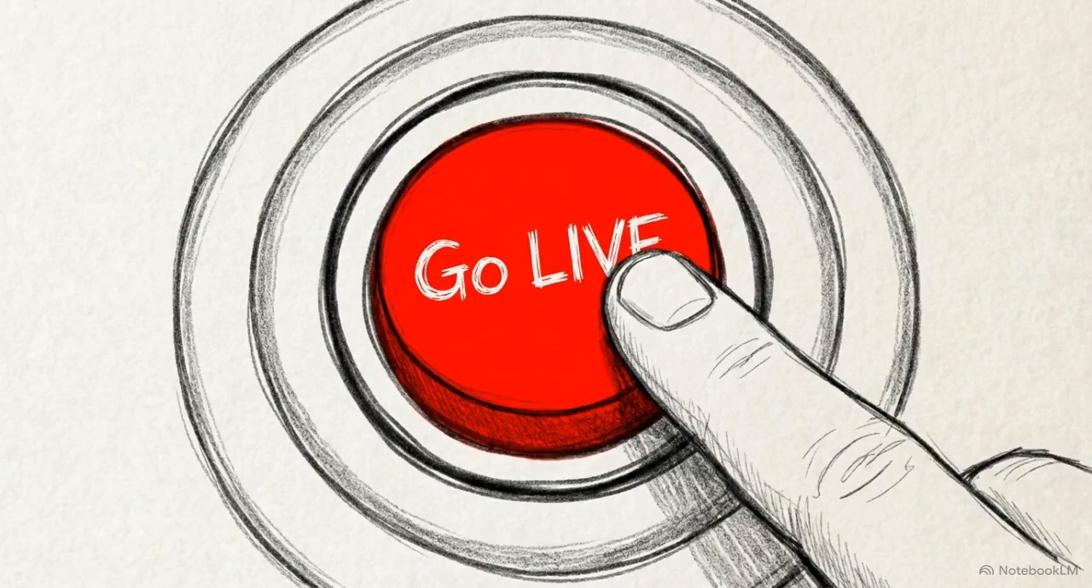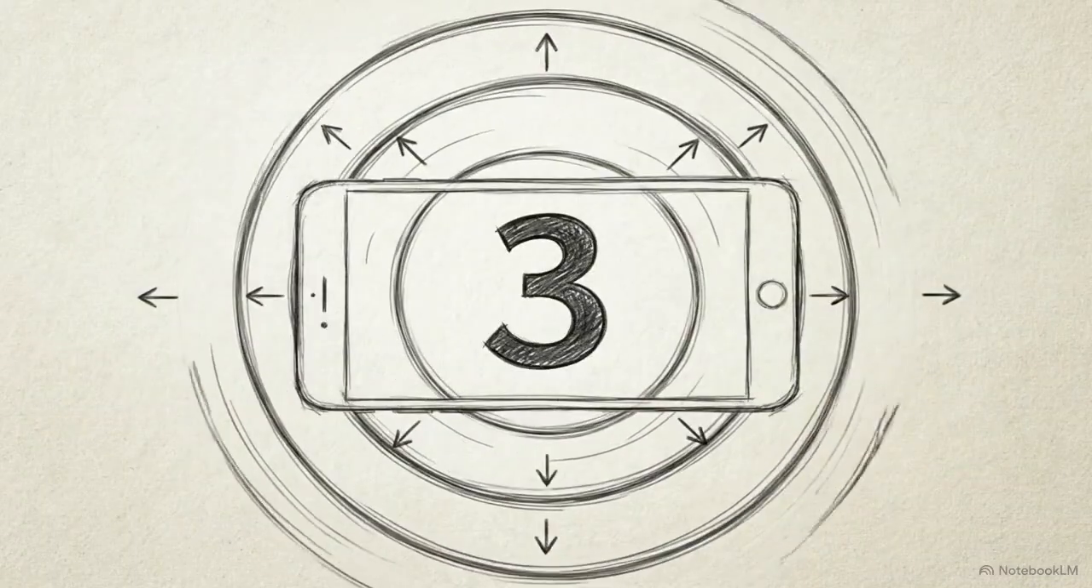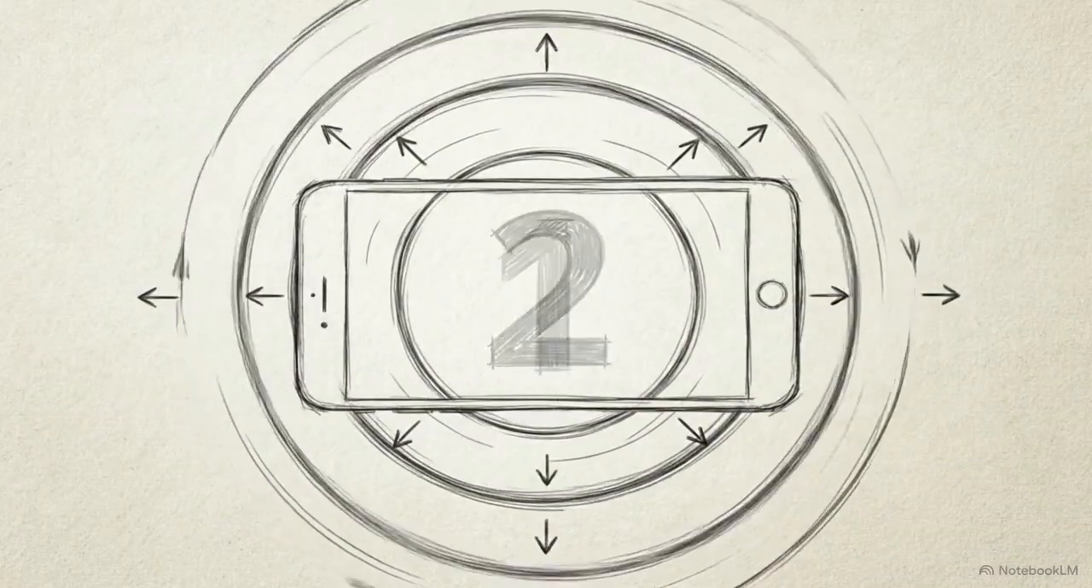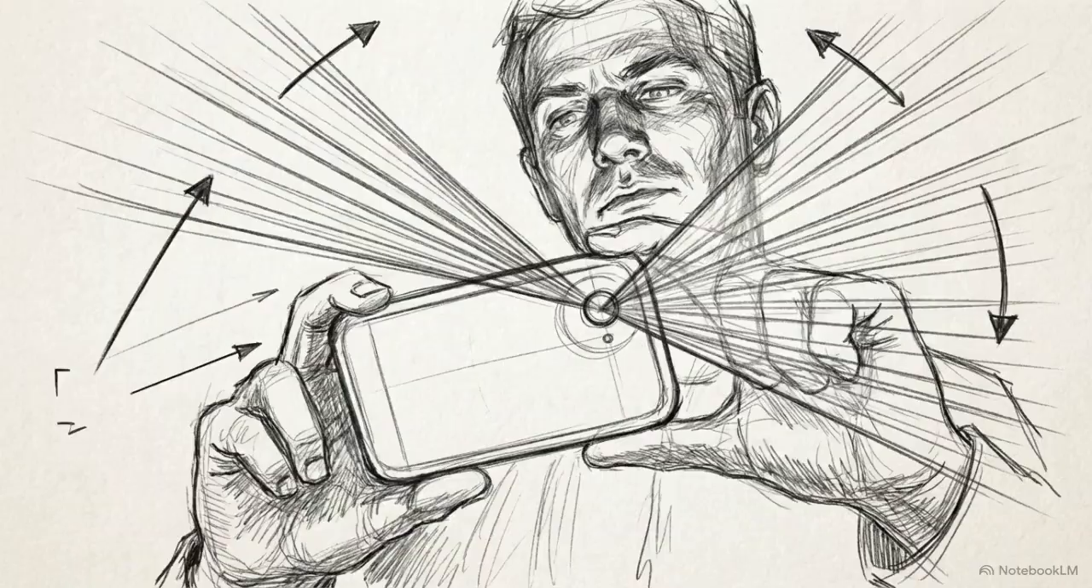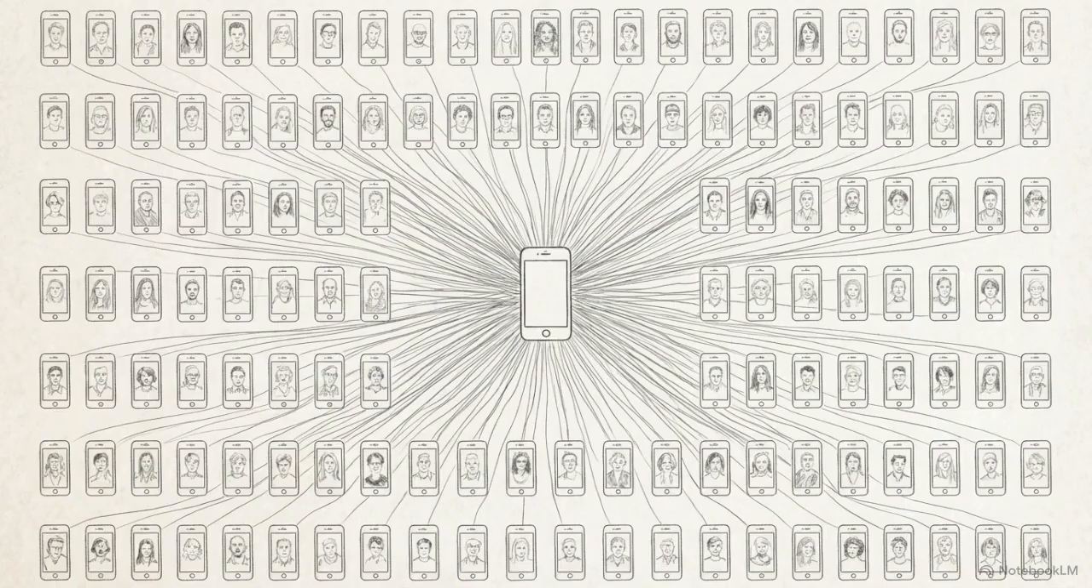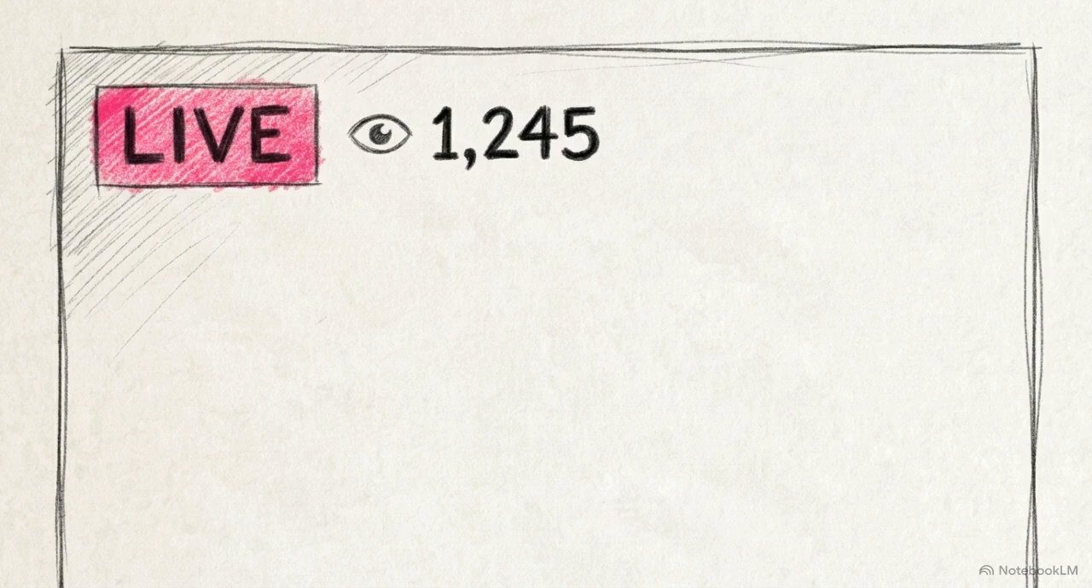Now, press that large red Go Live button at the bottom of your screen. Be prepared. The app will initiate a rapid 3-second countdown. You cannot pause or cancel this sequence once it begins. The second that timer hits 0, your camera and microphone are engaged, and your feed is actively pushing out to the network. Your screen will update with live telemetry data.